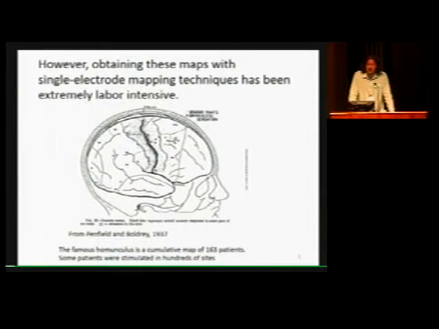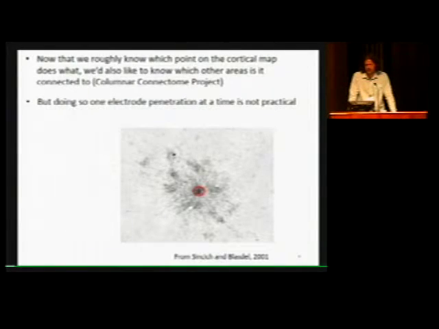However, obtaining these maps was not easy. It took many years, and it was mostly done with single electrode mapping, inserting an electrode one point at a time and either stimulating or recording. For example, the famous homunculus that we have all seen in textbooks is a cumulative map of 163 patients, and some of these patients have been stimulated 800 times. So it is very labor intensive.